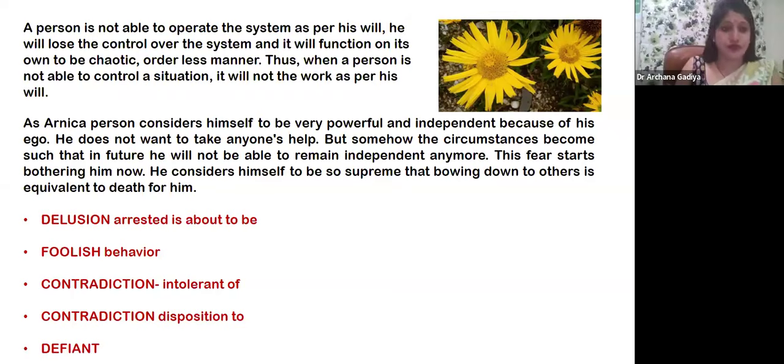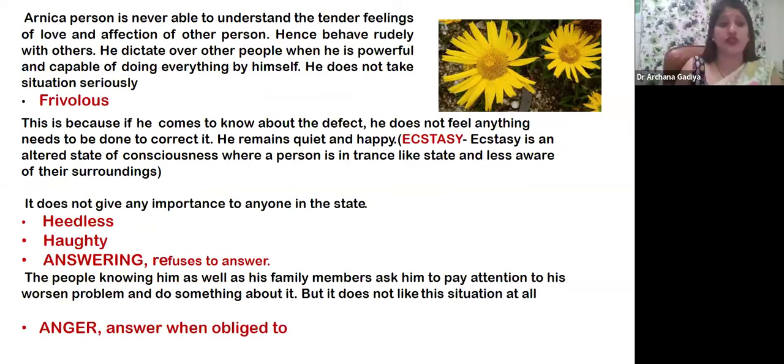Arnika person is never able to understand the tender feelings of love and affection that the other family members have for him. Hence, he behaves rudely with them. He dictates over other people when he is powerful and capable of doing everything by himself. But when he is capable, when he is powerful, at that time only he can dictate. Once there is a downfall, then there is rudeness, there is this pushing of the other person. And फिर वो irritability start होती है अर्निका में.